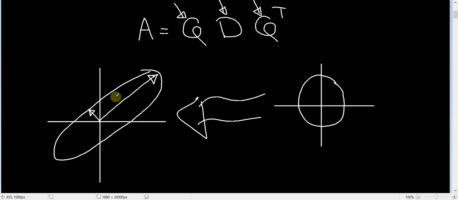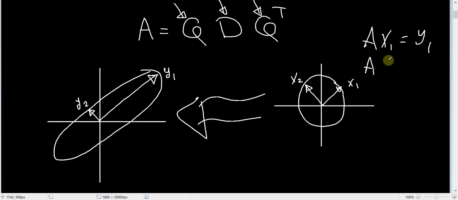We have also seen that if this direction was called y1 and this direction was called y2, then the corresponding directions in the original space, x1 and x2, were parallel to y1 and y2. So x1 and x2 are such that A x1 is equal to y1 and A x2 is equal to y2.